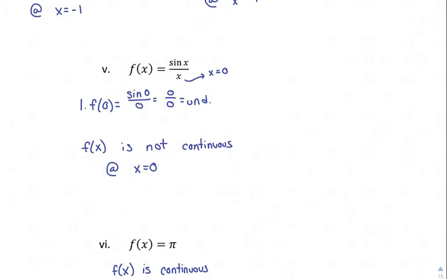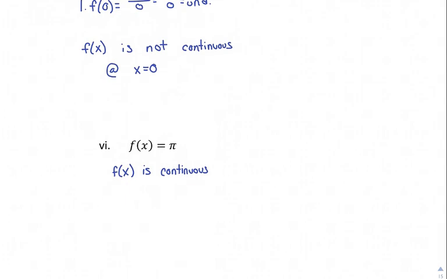For 5, I'll plug in 0, so f of 0 equals sine 0 over 0. If you're thinking about sine 0, that's like saying sine of 0 degrees, which would just be 0. So again, I would get 0 over 0, which doesn't make sense. Therefore, that one's not continuous at x equals 0. Lastly, pi is just a number, so it is continuous.